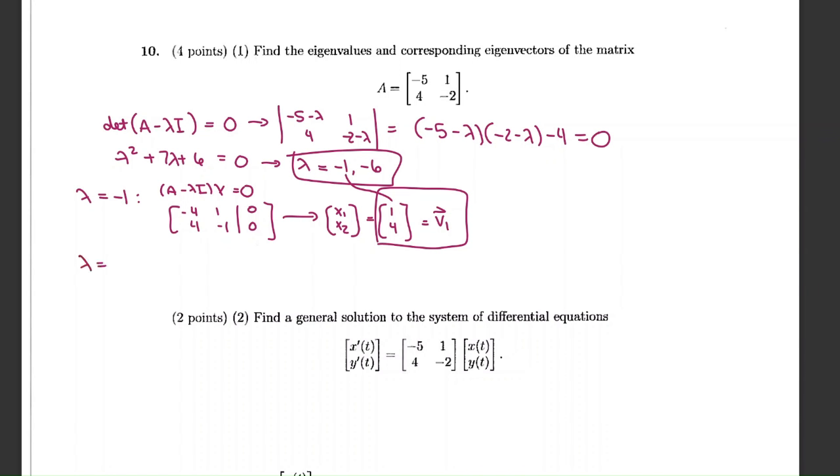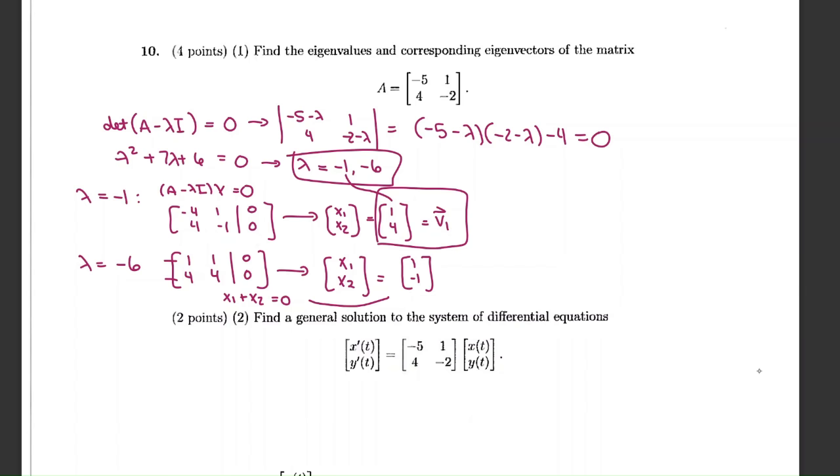I can do the same thing now for lambda equals negative 6, and that will give me 1, 1, 4, 4, 0, 0. You can see that again these are multiples of each other, so x1 and x2 need to satisfy x1 plus x2 equals 0. So I can pick x1 to be 1 and x2 to be negative 1 to satisfy this. And the same goes up here, right? If we have negative 4 x1 plus x2 equals 0, this will satisfy this expression. Cool, so this is going to be our second eigenvector that corresponds to lambda equals negative 6.